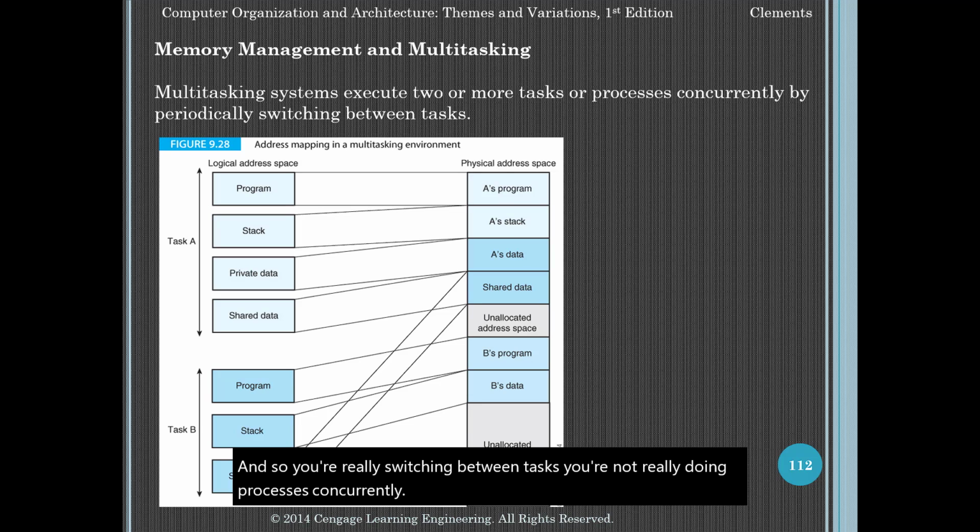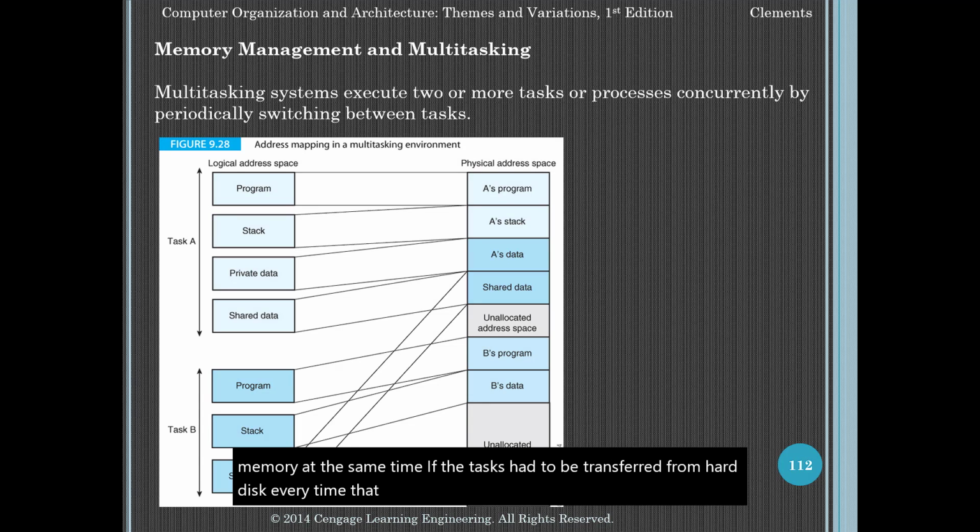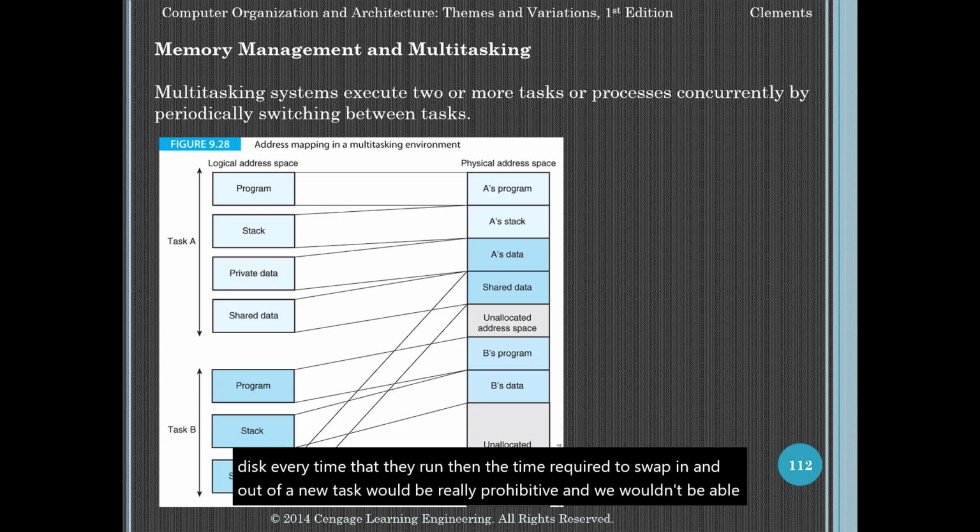And so multitasking is viable only if several tasks reside in main memory at the same time. If the tasks had to be transferred from hard disk every time that they run, then the time required to swap in and out of a new task would be really prohibitive, and we wouldn't be able to run computers as fast as we do.